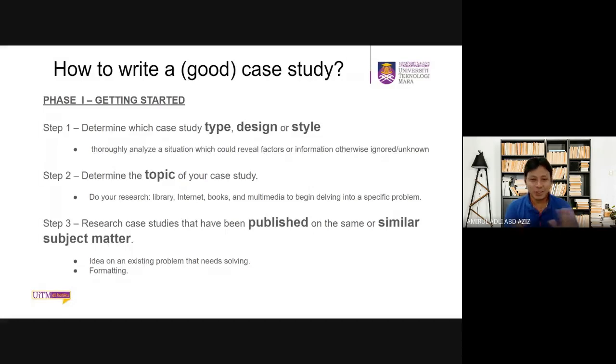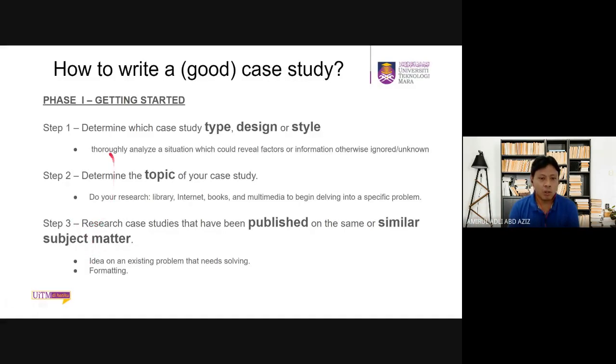So consider that. That is how you create a good case. Consider factors that would otherwise be ignored or unknown. And then you come up with a topic for your case study, and the topic has to be specific too. Don't be too broad. Normally case studies would contain the words case study, and hopefully we'll see some examples in a bit.